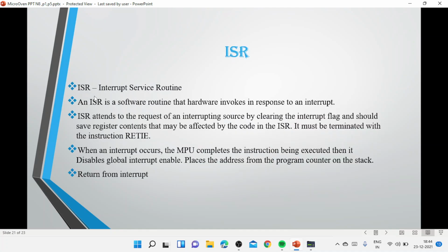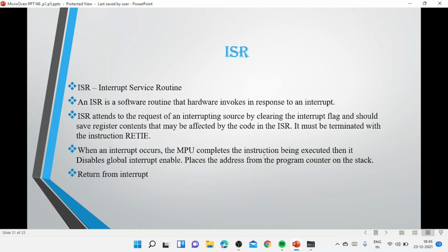ISR is the interrupt service routine. An ISR is a software routine that hardware invokes in response to an interrupt. The ISR attends to the request of an interrupting source by clearing the interrupt flag and should save register content that may be affected by the code in the ISR. It must be terminated with the instruction RETIE. When an interrupt occurs, the MPU completes the instruction being executed, then it disables the global interrupt enable.